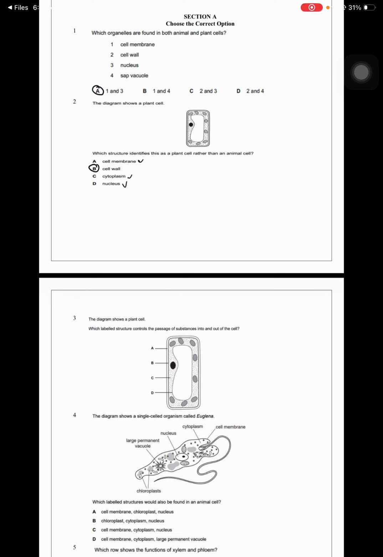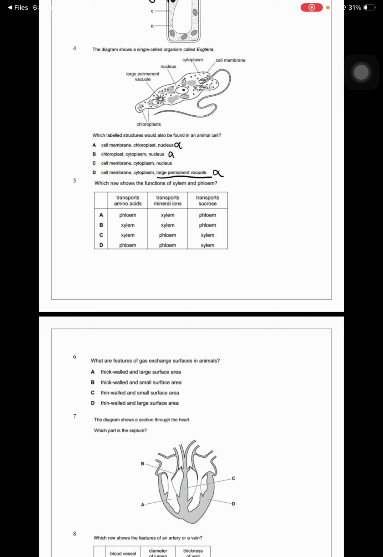The diagram shows a single-celled organism called euglena. Which labelled structure should also be found in an animal cell? So over here we know that animal cells don't have chloroplast, and over here they don't have a large permanent vacuole. But C is correct because they have cell membrane, cytoplasm and a nucleus. So C.